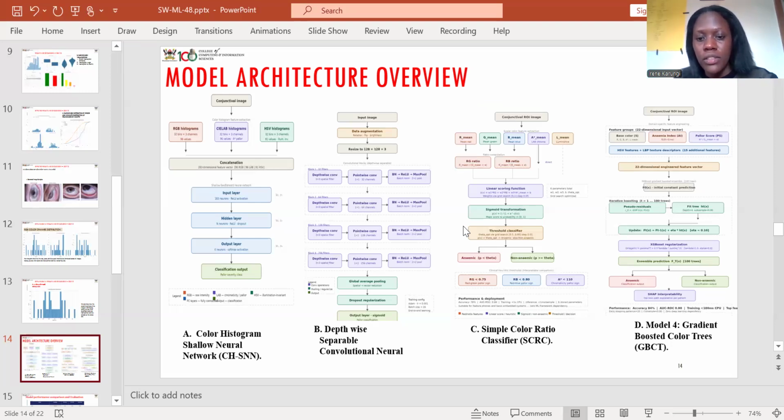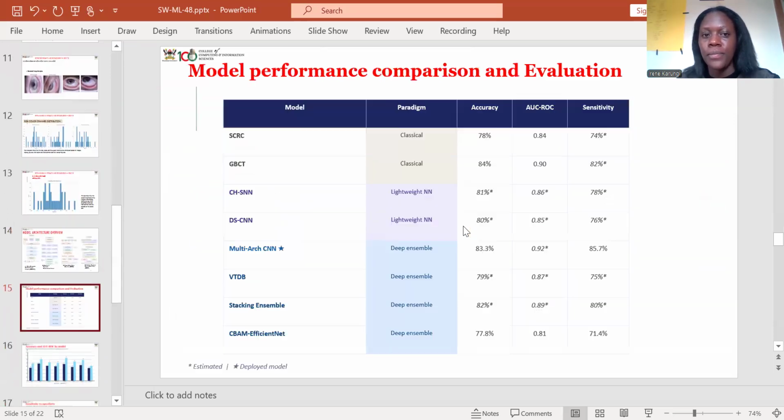Then our next is the simple color ratio classifier. Here we input our conjunctival image to give us the R mean, the G mean, the B mean, and the average mean, and then they're compared using the RG ratio. We use the mathematical values to get the results, to show if the person is anemic or non-anemic. And then the third, we have the gradient boosted color trees.